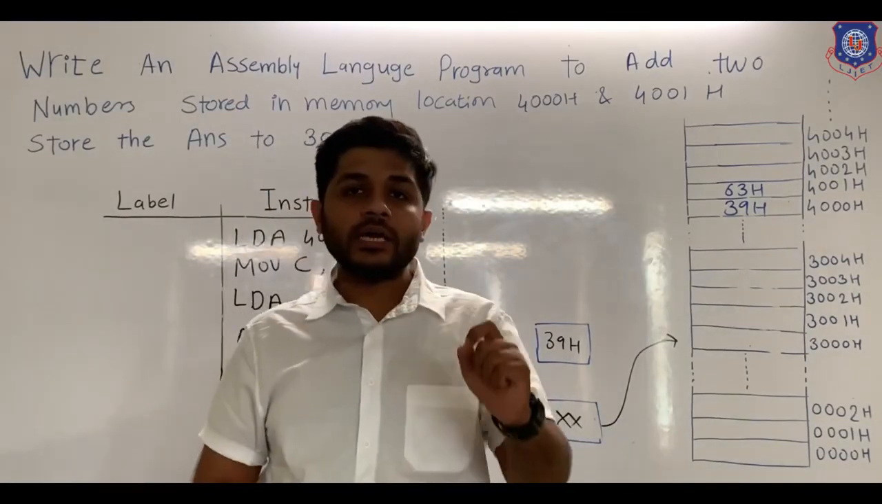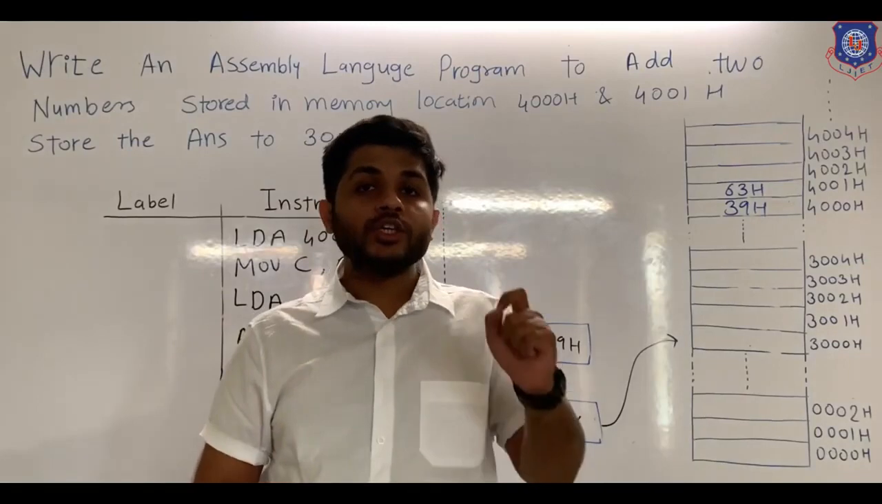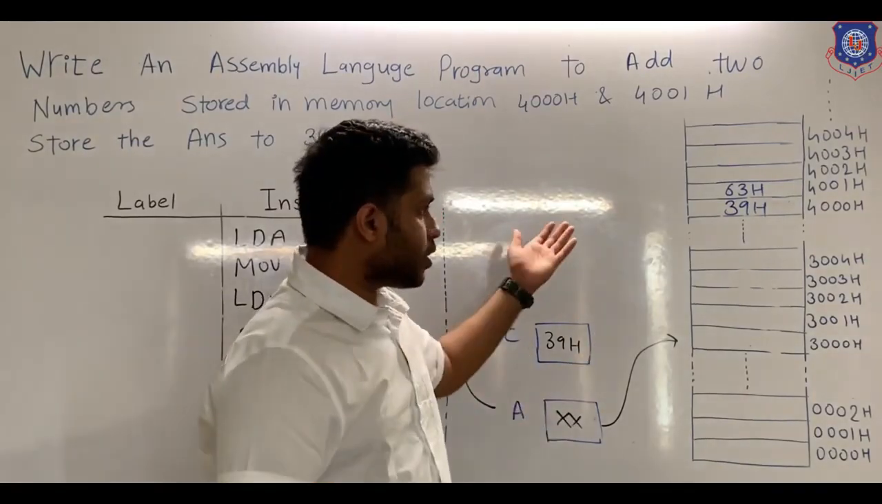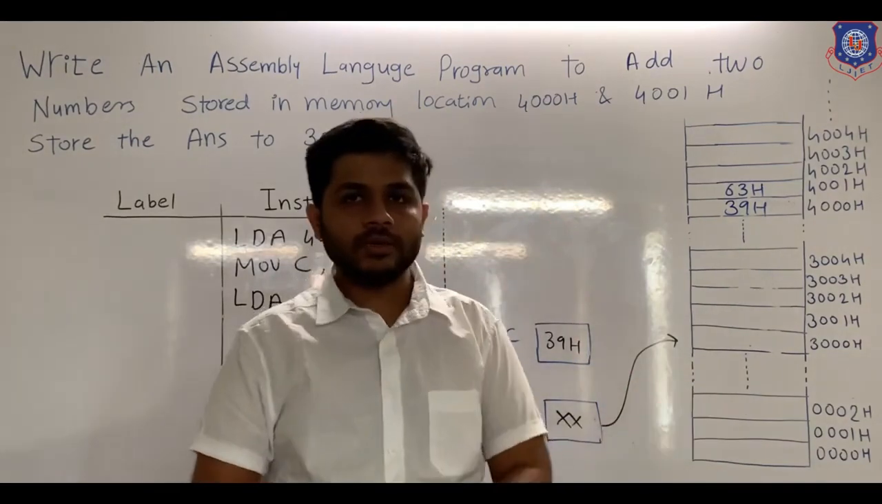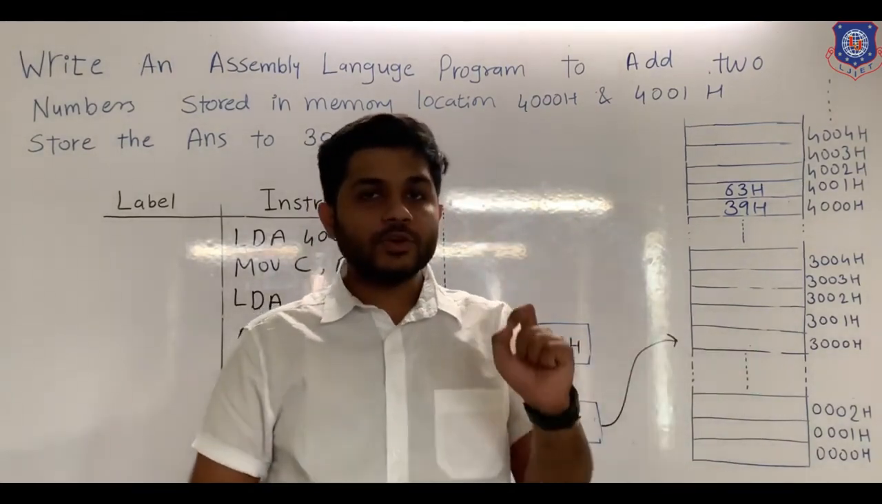Now you have to write one program by yourself: write an assembly language program to subtract two numbers stored in the same memory locations and store the answer in the same memory location, that is 3000H. This is it for this program.